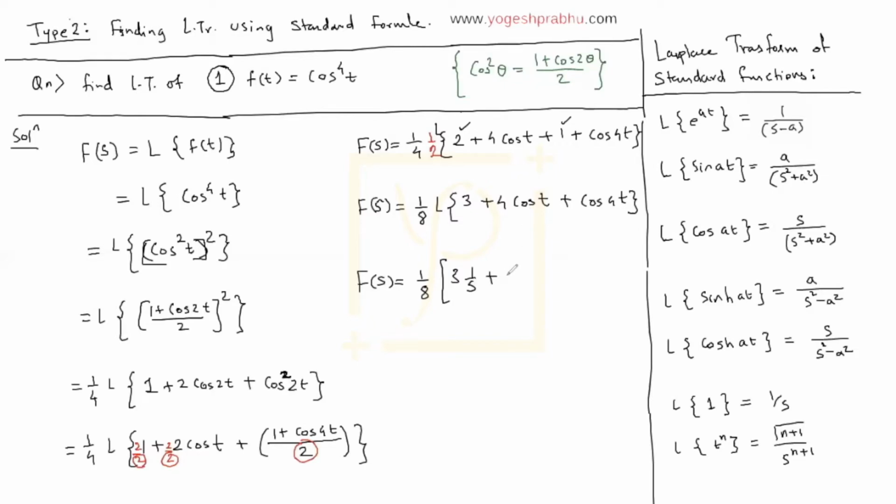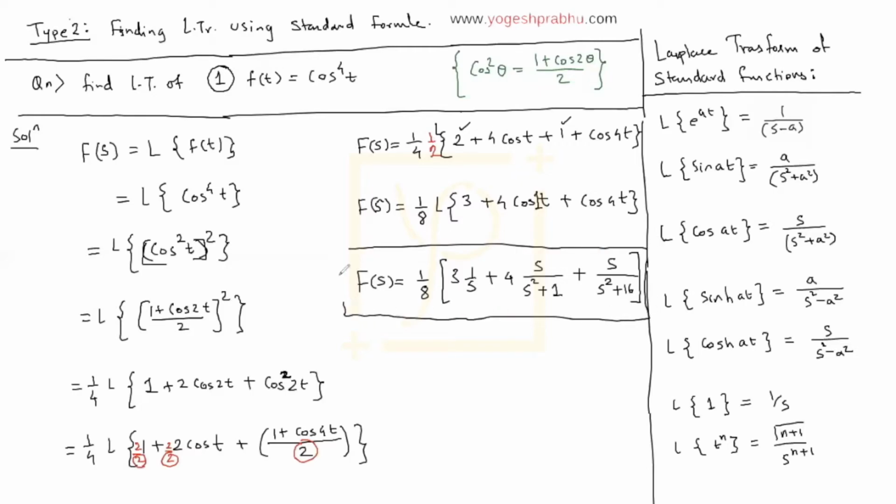Then next will be 4 is a constant, so it will remain as it is. And Laplace transform of cos at is s upon s square plus a square. Understand, our a is 1 right now. This is 1t. So you're going to get s divided by s square plus 1 square, which is 1, plus now Laplace transform of cos 4t will become s divided by s square plus 16, and that's your final answer. You can't really simplify more, so we will declare this as the final answer.